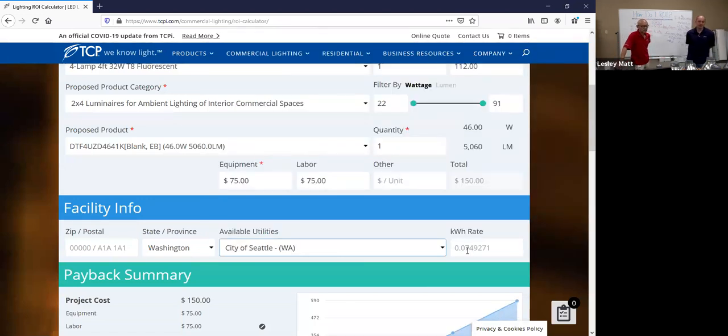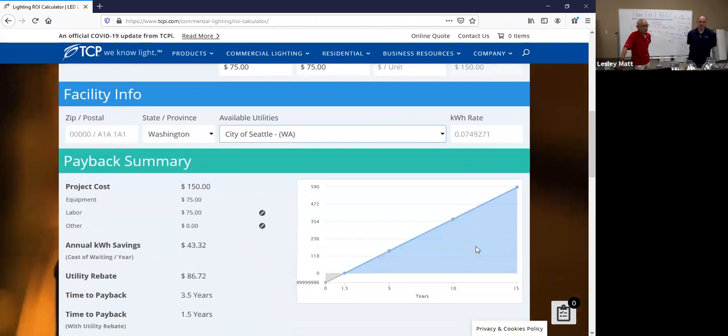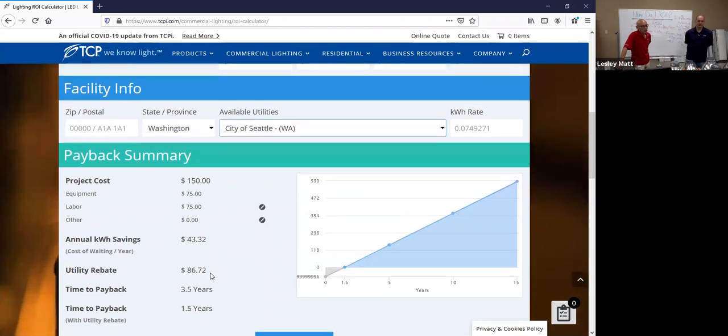So that's one of those really cheap kilowatt hour rates that you were talking about. It's only 7 cents. So now you have a problem. But look, not that bad. Utility rebate, your utility rebate is 86.72. That puts you at about 18 months, a 1.5 year payback. So it's cheaper on the electric, but the payback's quicker because of the rebate.